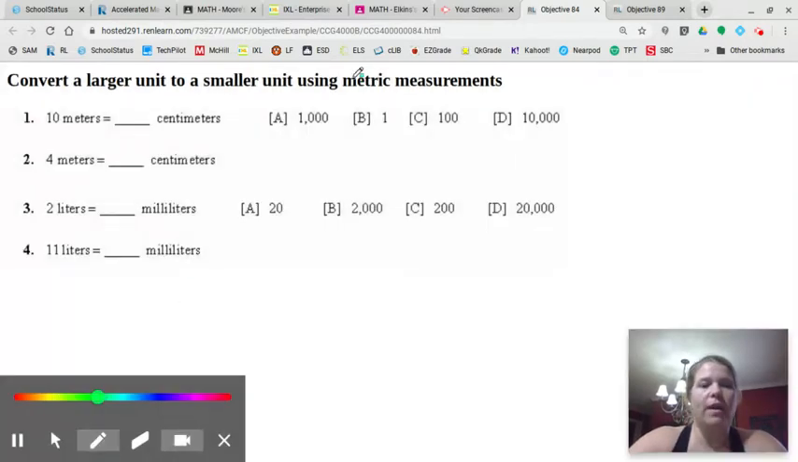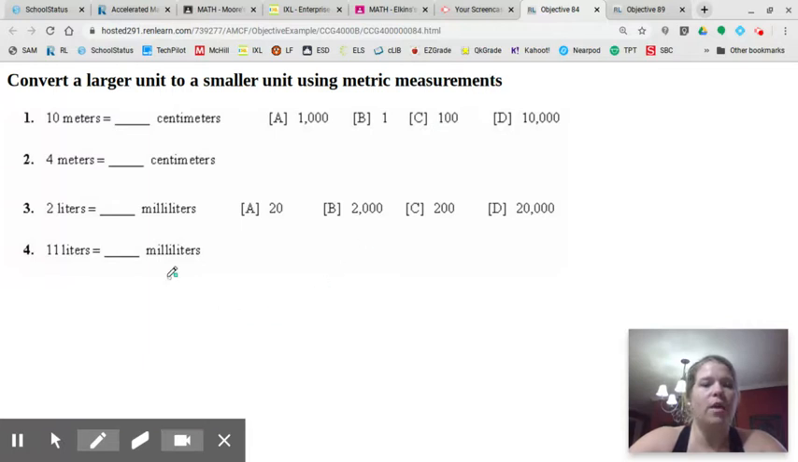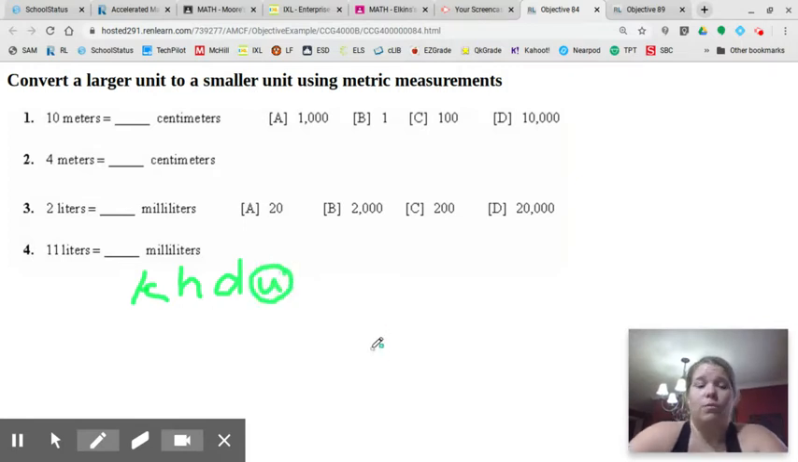So, with metric conversions, we use our King, and I'm not very good at writing with this, so bear with me. Henry died unusually. You can use B here for base units, but I was taught using the U for units, so either one's okay. So King Henry died unusually drinking chocolate milk.